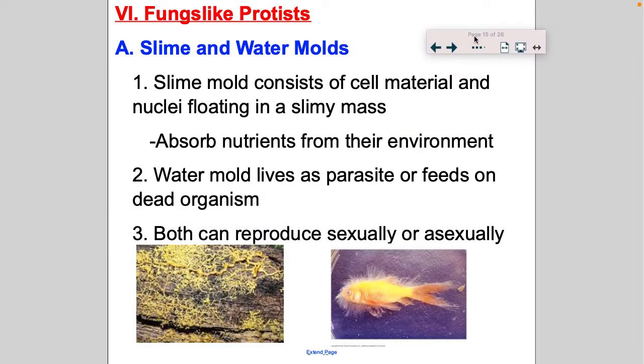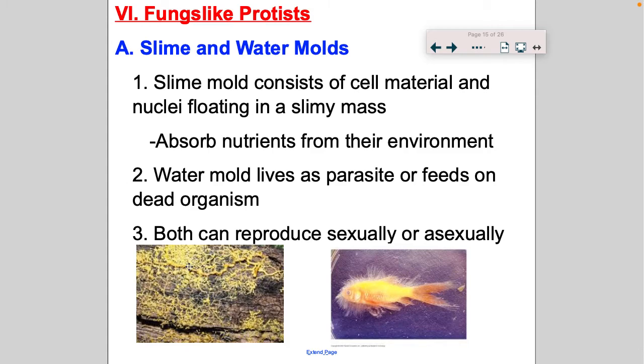The third type of protist is the funguslike protist, so slime molds and water molds. Slime molds are basically a cell material with a bunch of nuclei floating in a slimy mass, and they absorb nutrients from their environments.